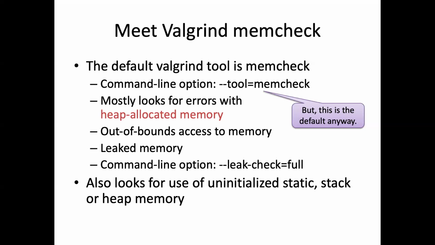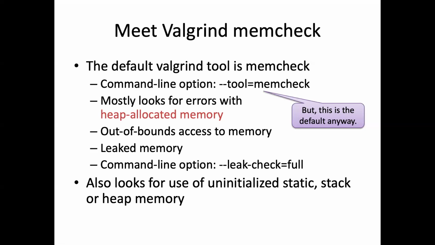When you report at program termination, it'll tell you if you leaked memory or not. If you include this extra option, --leak-check=full, that'll give you what it calls a full leak report at the end. It'll tell you all the different blocks of memory you leaked, and like we'll see from an example, it'll tell you where you allocated each of those blocks so that you can think about where you should have freed them.